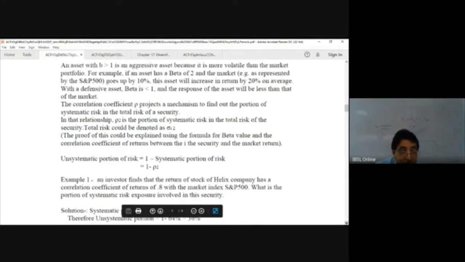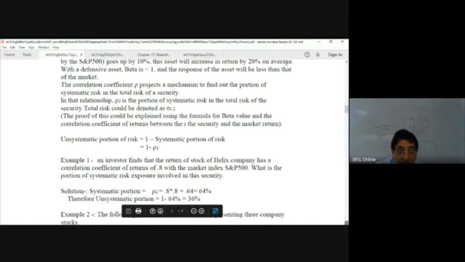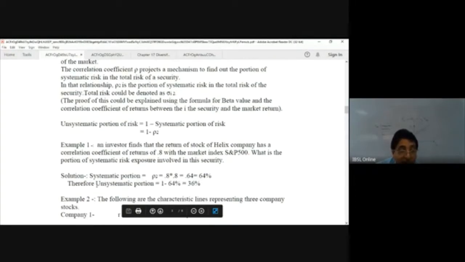Anyway, now we will see how we can arrive at a certain thing. Now here I have given that example. Rho is equal to 0.8 and rho squared is equal to 0.64. Therefore, the unsystematic portion is 36%. Systematic portion is 64%.